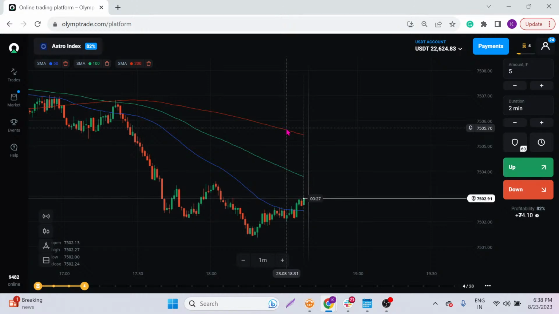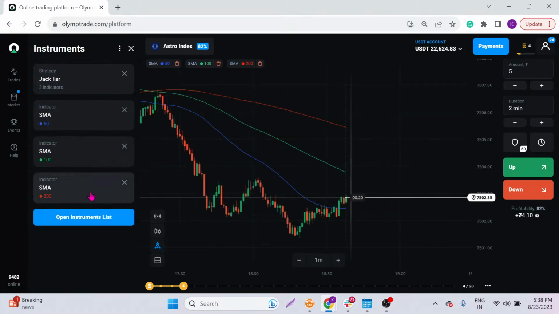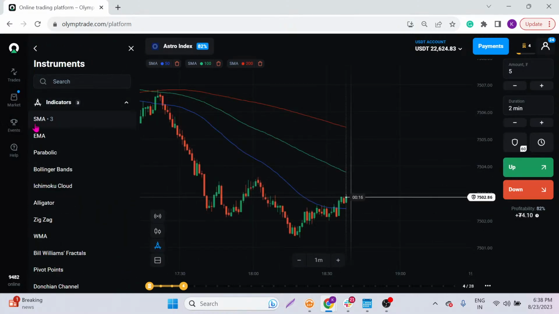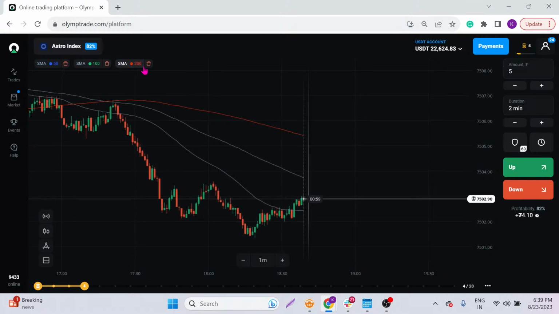Okay, now we will come back to understanding this, but this strategy, as we saw, is available for our expert traders. Now, what if you are on an advanced level or a starter level? Very simple, guys. What you need to do is go to technical analysis, and go to the indicators. When you go to the indicators, click on SMA thrice, and you will have 3 SMAs here. Just change the values to 50, 100 and 200, and your Jack-Tar is ready. Isn't that good?